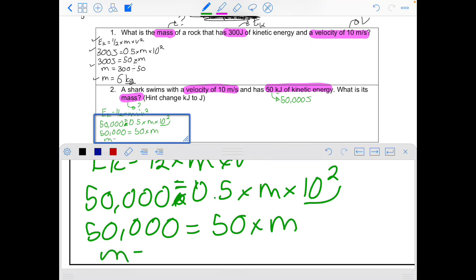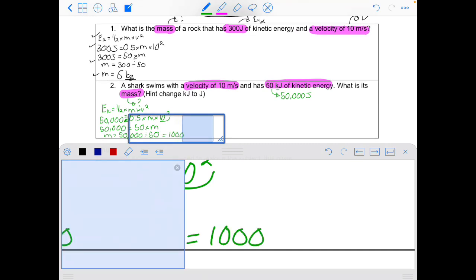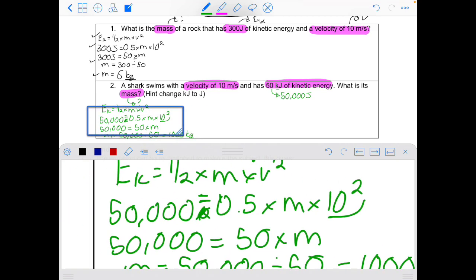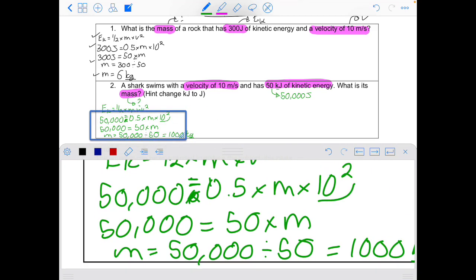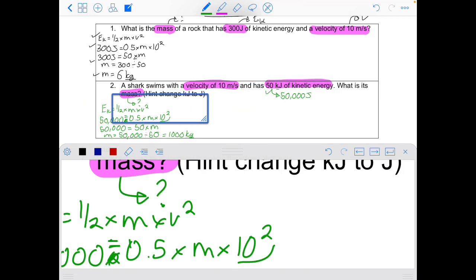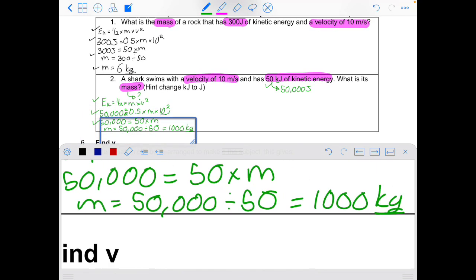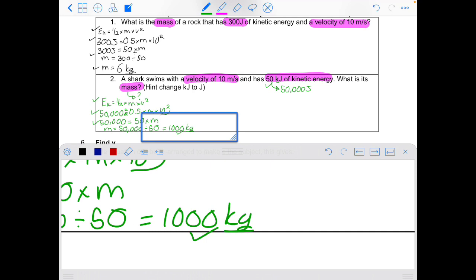So our mass is equal to 50,000 divided by 50, which even without a calculator, I can easily tell you is 1,000 kilograms. No units, no marks. So this one, we would have 5 marks, as I said: 1 mark for the conversion, 1 mark for the formula, 1 mark for plugging in the numbers, 1 mark for rearranging, and 1 mark for the answer with the unit.